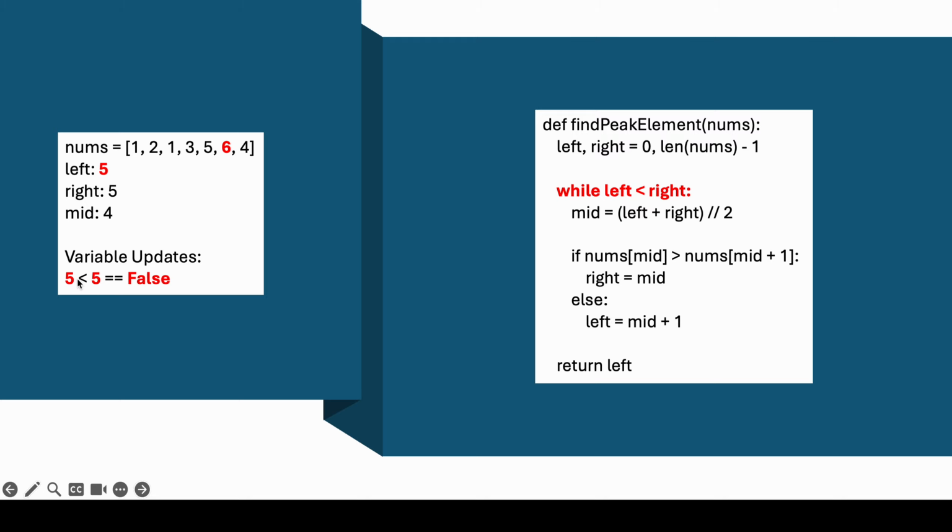We're going to evaluate again with left as 5. Originally left was 4. Is 5 less than 5? That's false. So now we're going to exit the loop, and we return the index, which is 5. As you can see, right and left have the same value, so it doesn't matter which one we return. But that is the peak. 6 is greater than 5, and 6 is greater than 4, which is what we're looking for. We're looking for a peak.